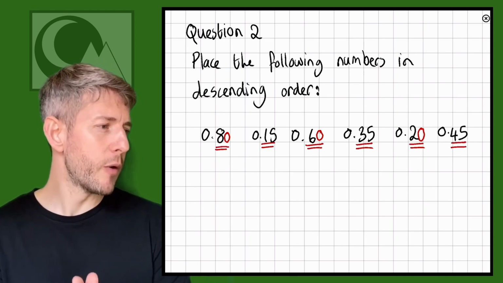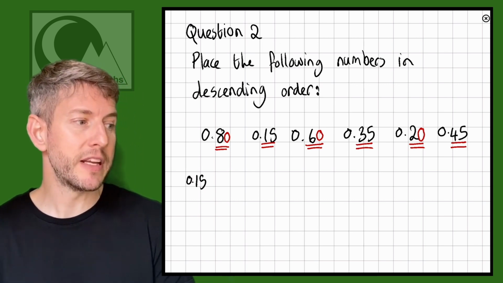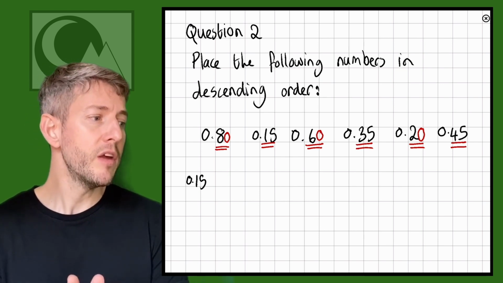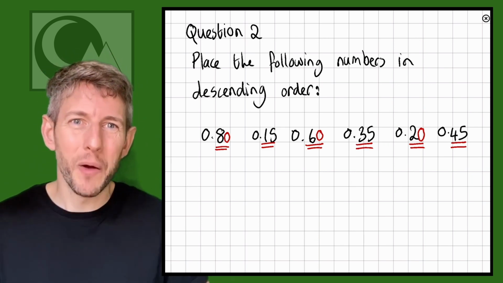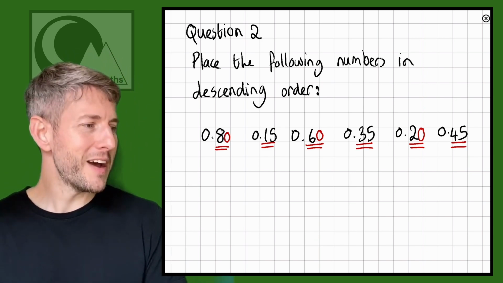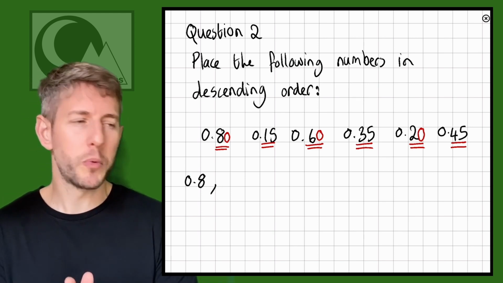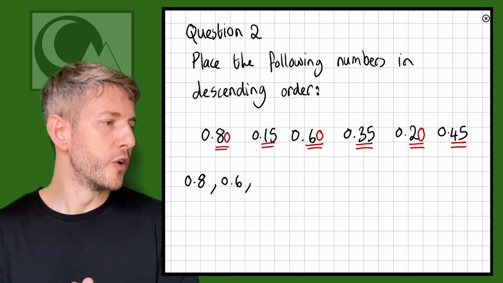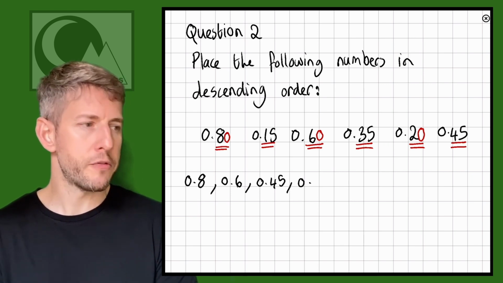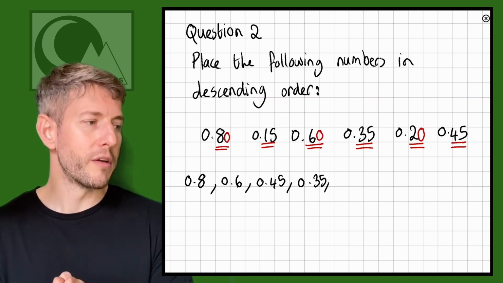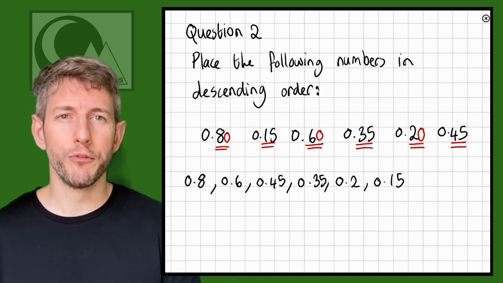So if I put a 0 on each one, I can now see that the smallest of these numbers is definitely still the 0.15. Then, oh, hang on a second. I almost fell for it. It's descending. I want to go biggest first. So I can now see that the biggest of these numbers is going to be the 0.80. Then I've got 0.60, which looks like 60. Then I've got 0.45. Then I've got 0.35, 0.20, and then 0.15.